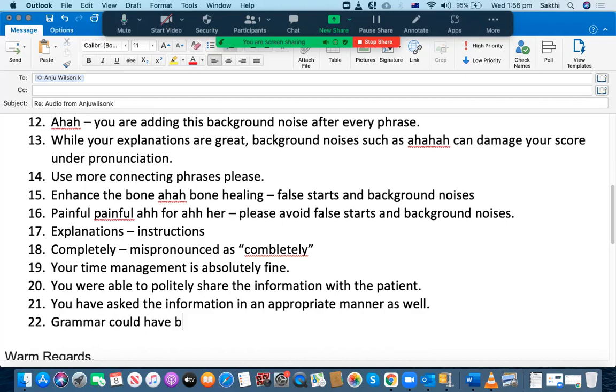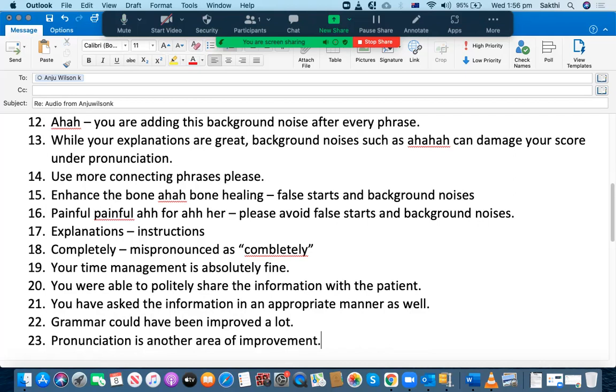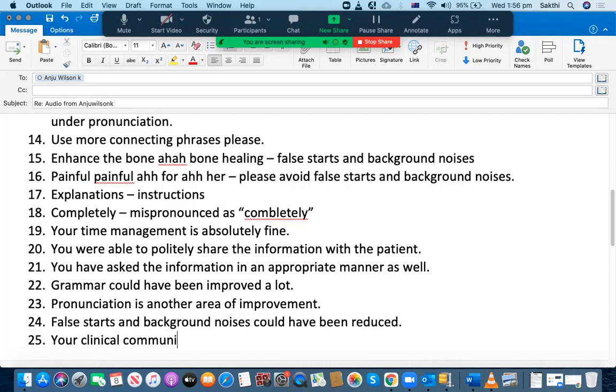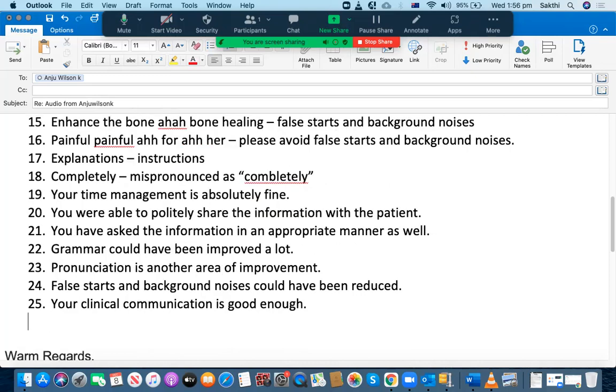Grammar could have been improved a lot. Pronunciation is another area of improvement. False starts and background noises could have been reduced, sorry. Okay, that's another thing. All right, your clinical communication skills are good enough. But you have to work on all the other areas like pronunciation, false starts, background noises, grammar, connectivity, and so on. Connectivity could have been a bit better anyway.